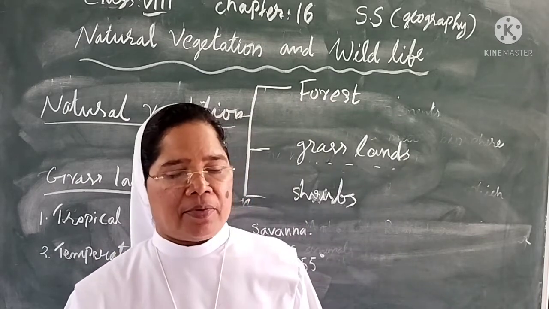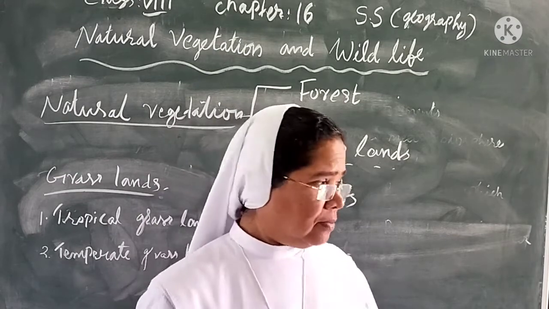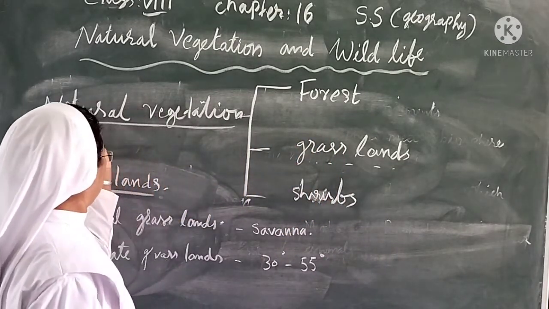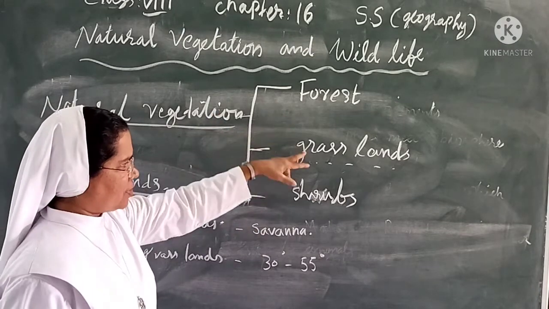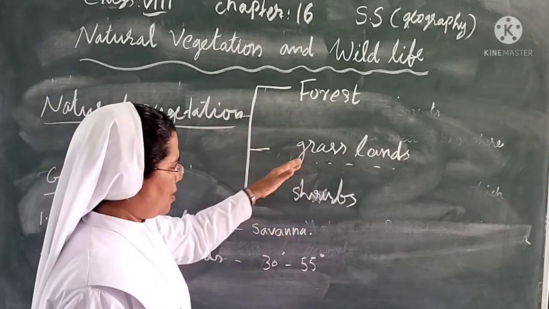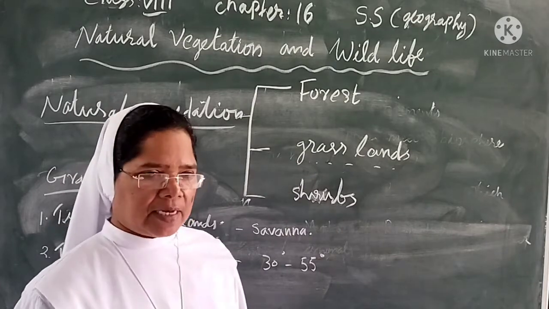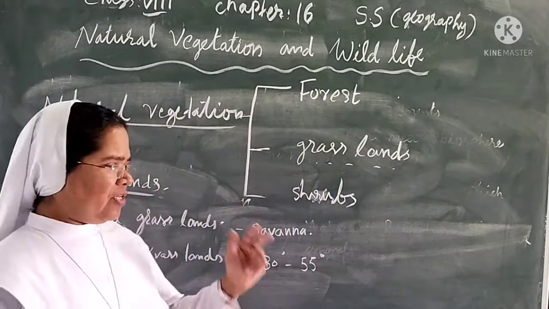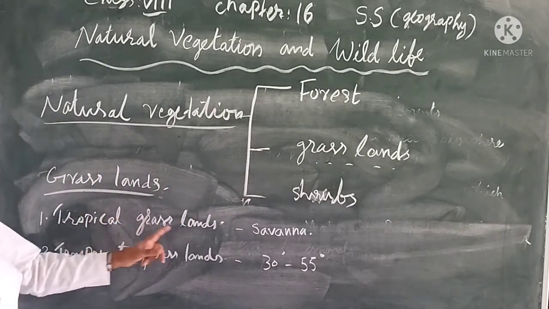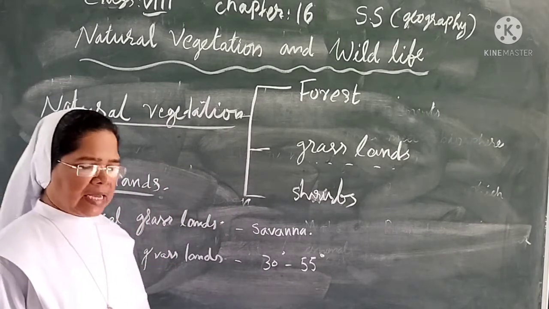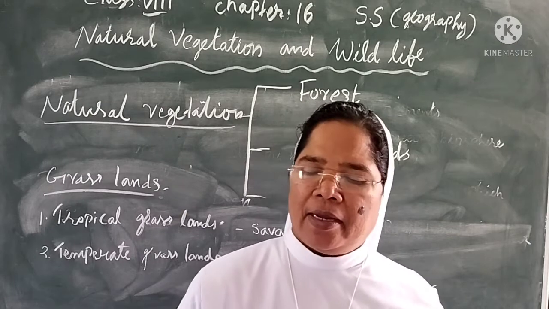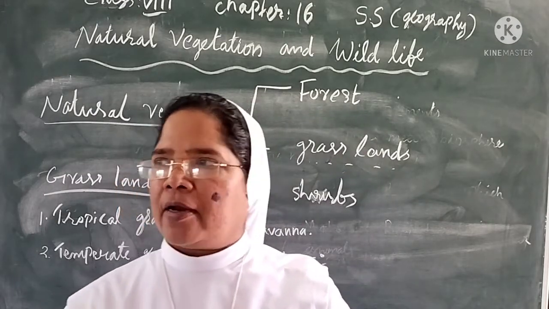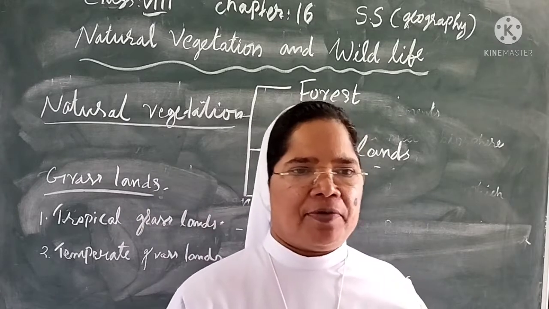And next we studied grassland. Natural vegetation is divided into forests, grassland and shrubs. Then secondly we studied grasslands, which are also divided into two: the first one is tropical grassland and the second one is temperate grassland. And also many examples are there.